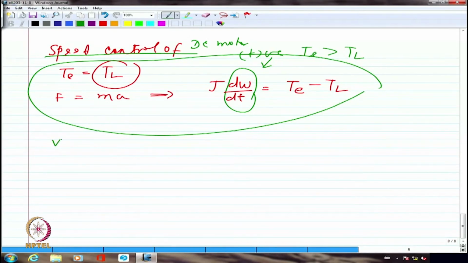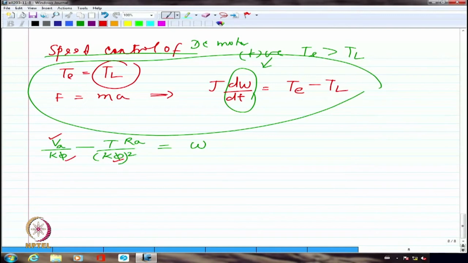I am having V divided by K phi. It may be VA or VT, doesn't matter, minus T divided by K phi whole square multiplied by RA equal to omega. This is what we wrote as the speed torque equation. Right? Now, if I am keeping VA constant, and flux constant, I am only modifying RA.